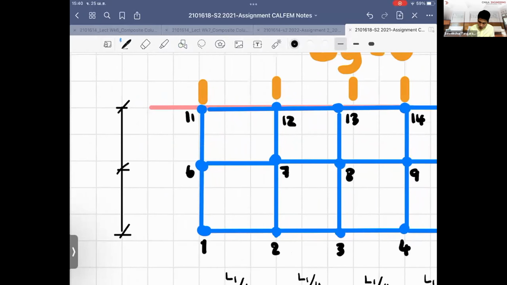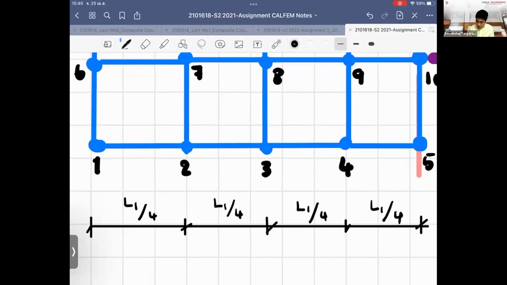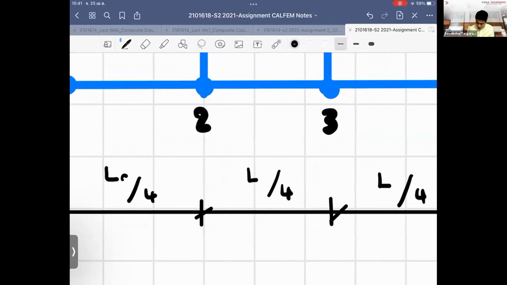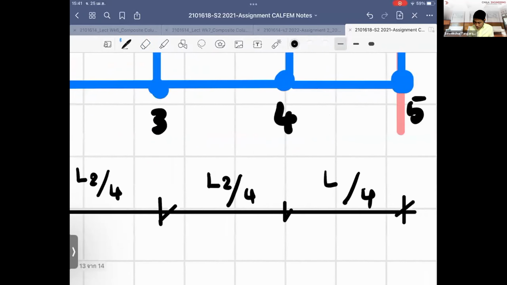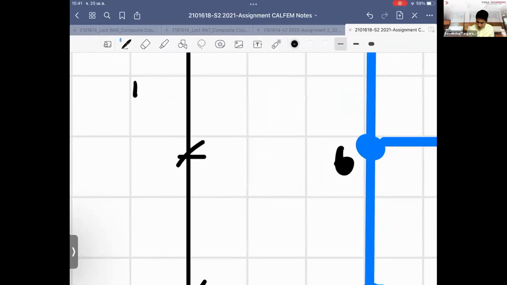And I take it to be, and this is L1, sorry, this is L2. L2. And this is L1. Because we want 2 elements.